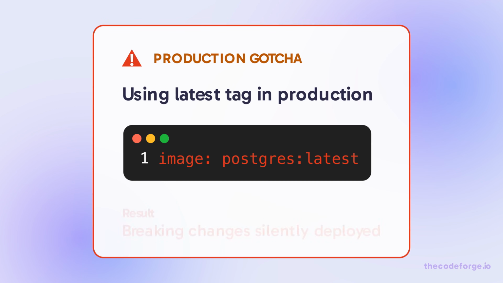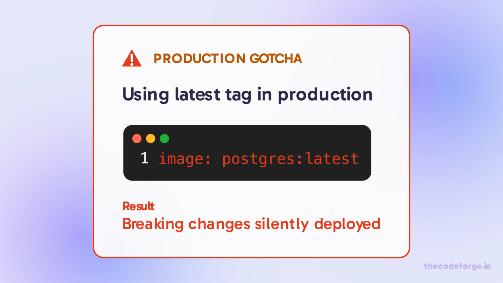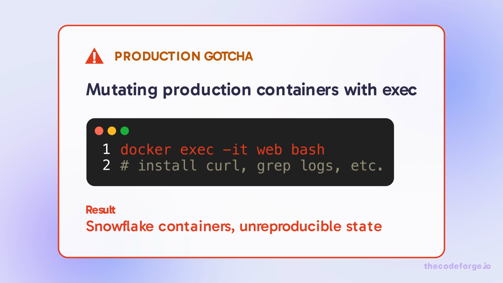The latest tag is mutable. 6 weeks later, it might point to a different version that breaks your app. Always pin to a specific version or digest. Using docker exec to install tools in a running container creates a snowflake, modified and unreproducible. Use sidecar containers or build debug tools into your image instead.